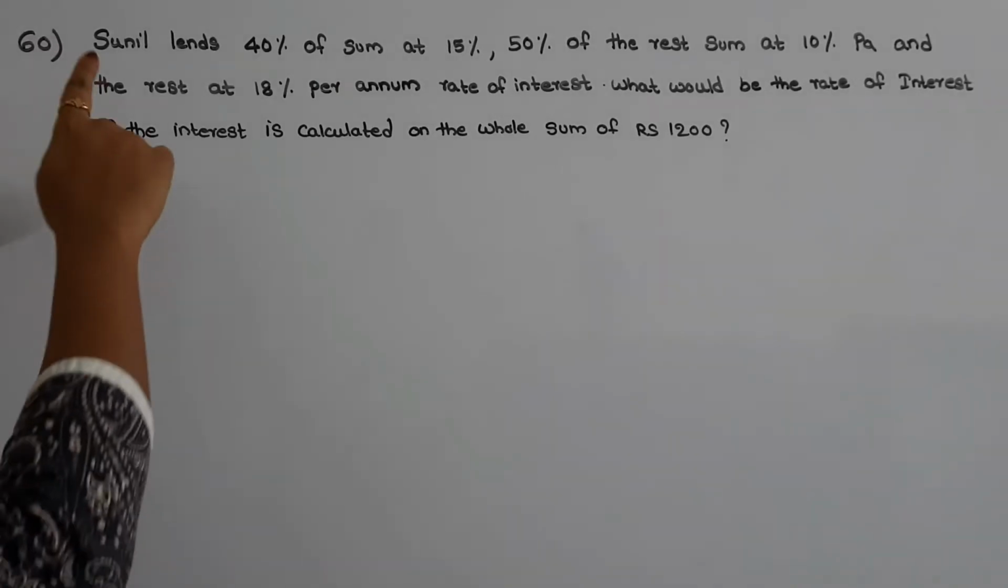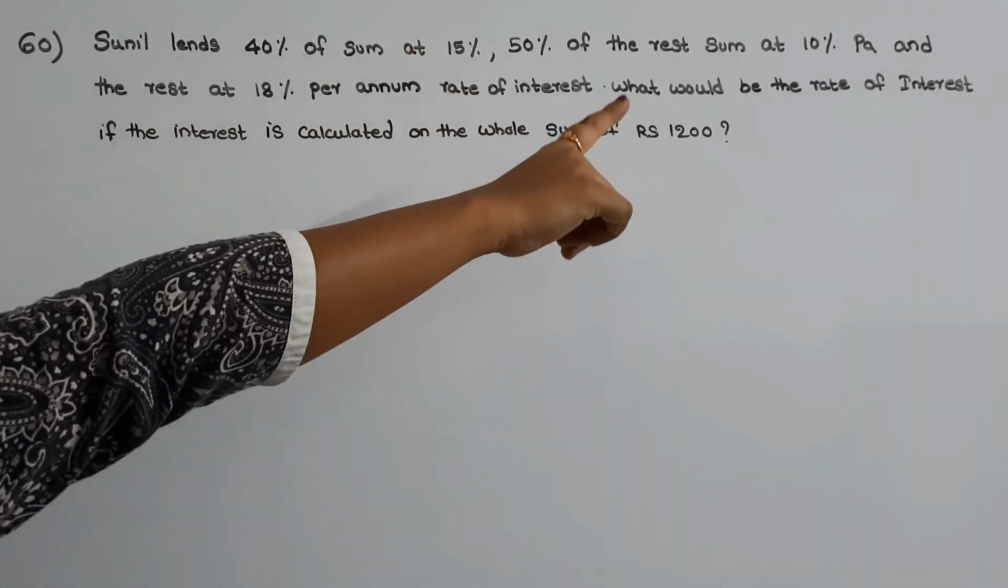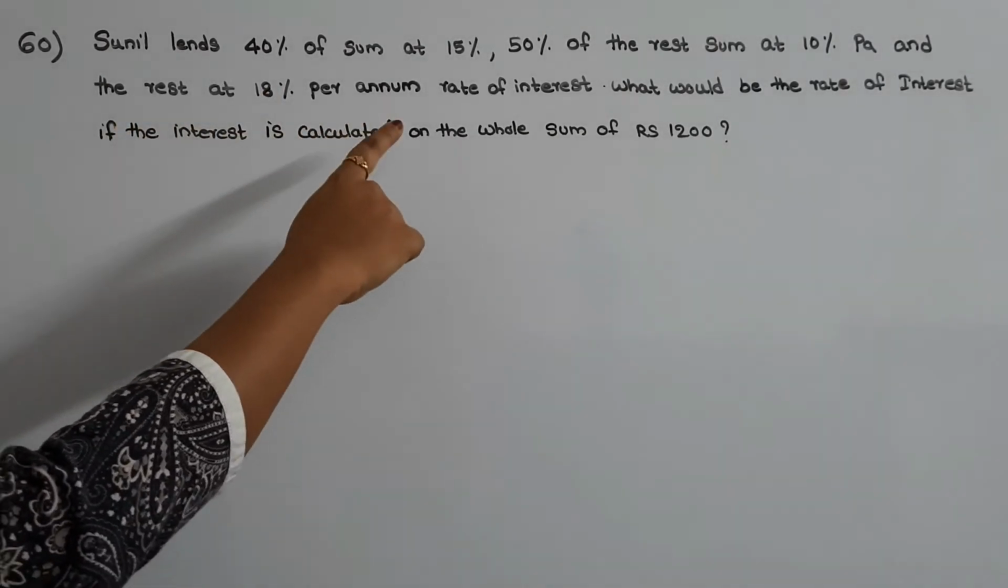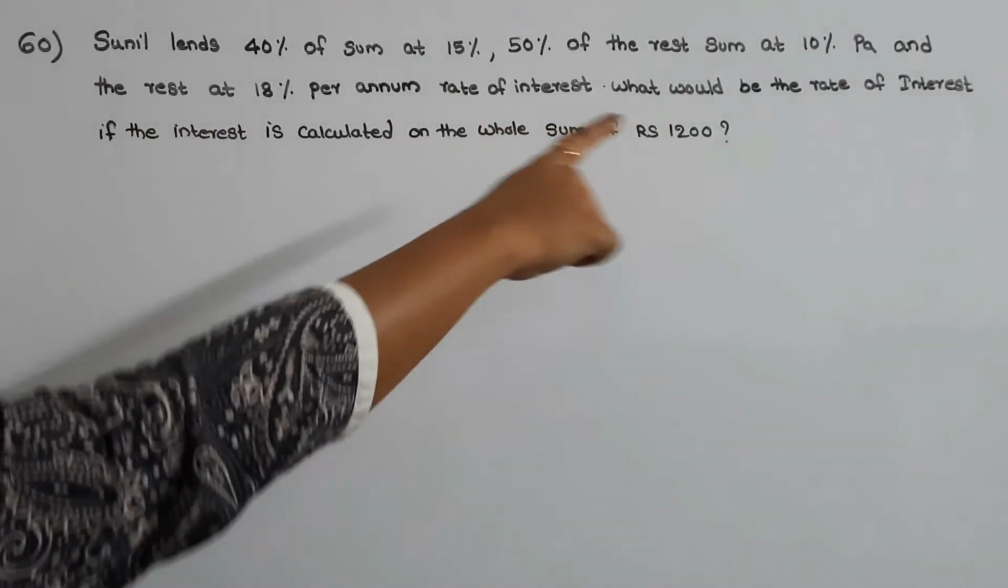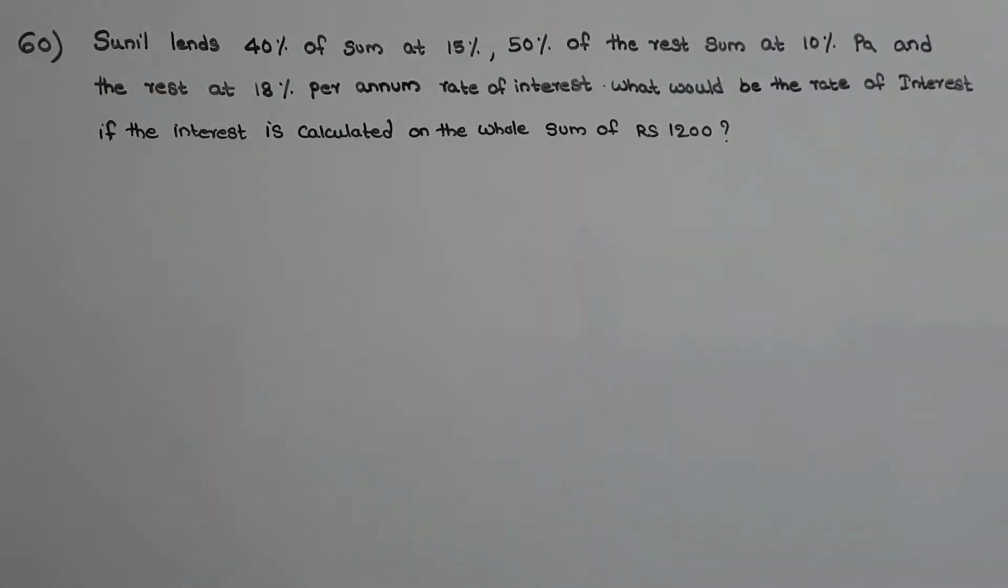The 60th question is, Sunil lends 40% of the sum at 15%, 50% of the rest of the sum at 10% per annum, and the rest at 18% per annum rate of interest. What would be the rate of interest if the interest is calculated on the whole sum of rupees 1200?